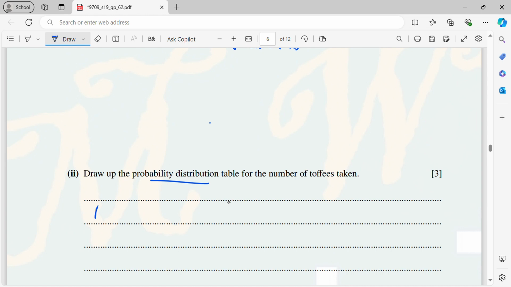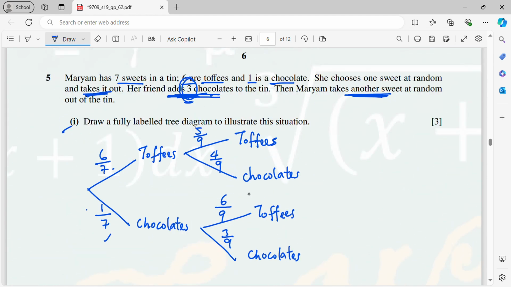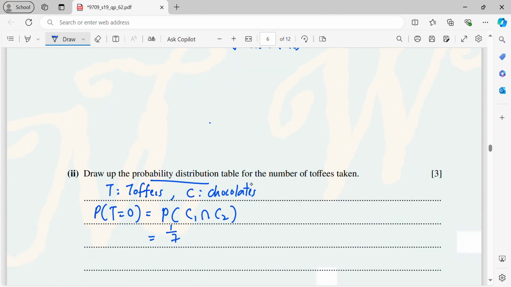Okay, so I have to calculate P(T = 0), toffees equals 0. And then T equals 0 means that the first one is chocolate. Let's say T means toffees, C means chocolate. Okay, C1 means first draw, and C2 means second draw. So now, first C and second C. So 1 over 7 times 3 over 9. That is the probability of T equals 0. Then you get 1 over 21.